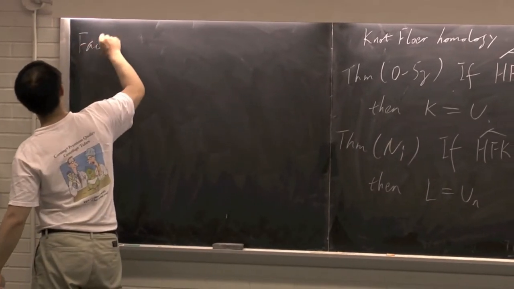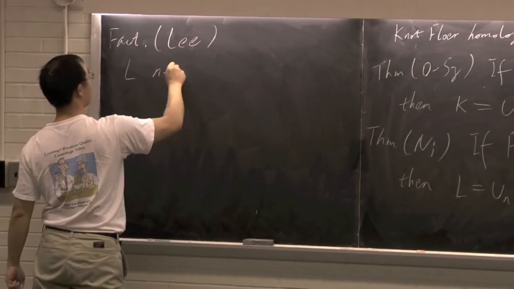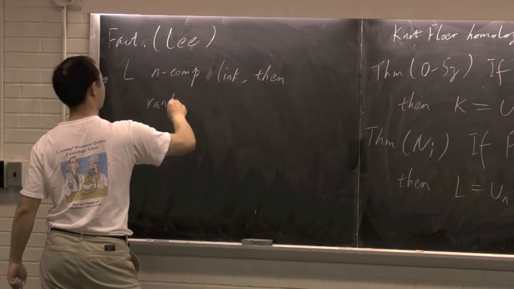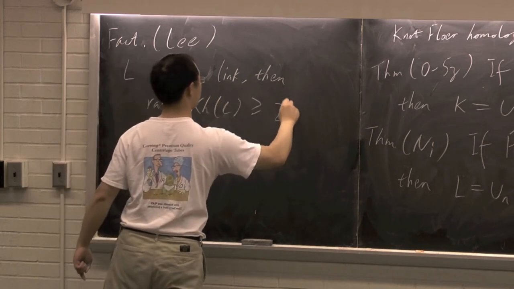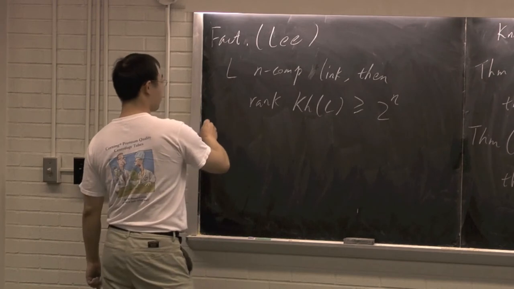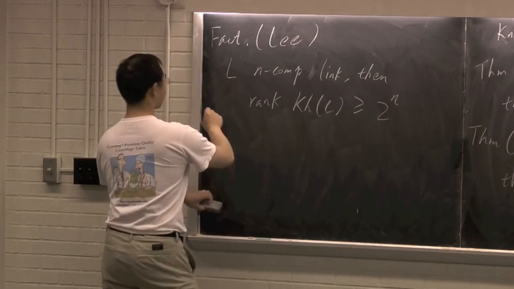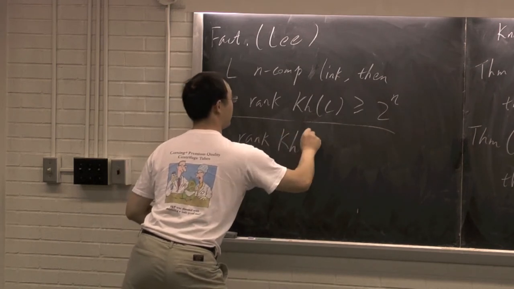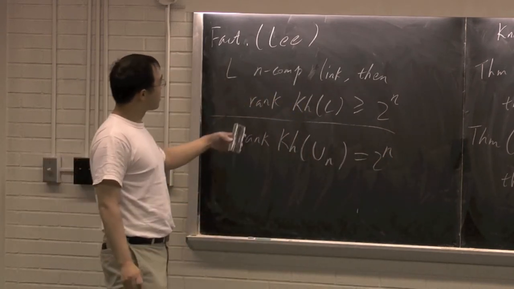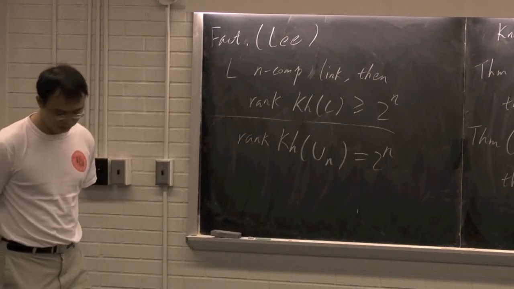So there is a fact due to Lee. The fact is if L is an n-component link, then the rank of the Khovanov homology of L is greater than or equal to 2 to the nth power. So that's a result due to Lee. However, it's not hard to see that the rank of the Khovanov homology of the unlink U_n is exactly equal to 2 to the nth power. However, if you consider the rank itself, then you will find that there are some links which have the same rank as the Khovanov homology of the unlinks.